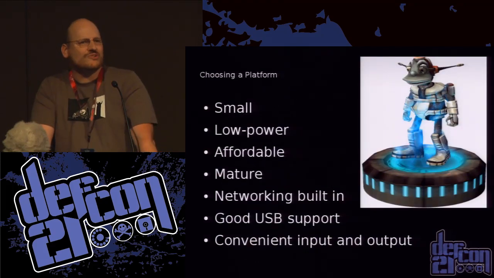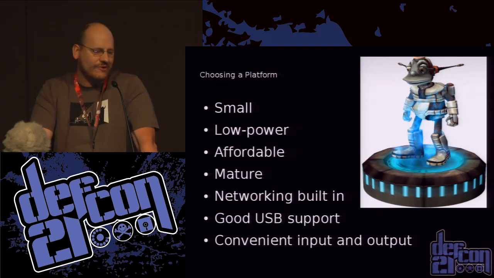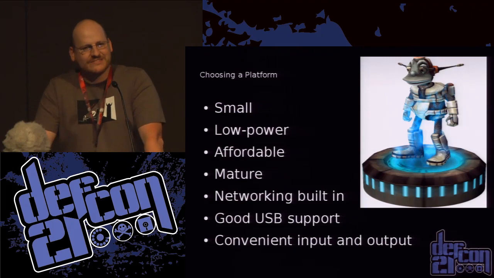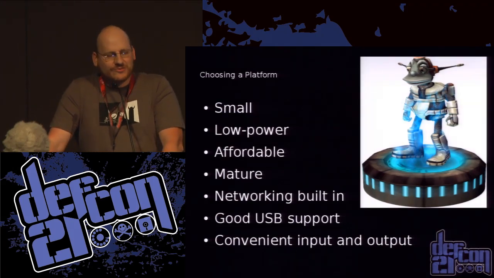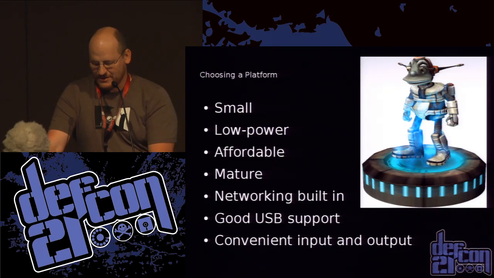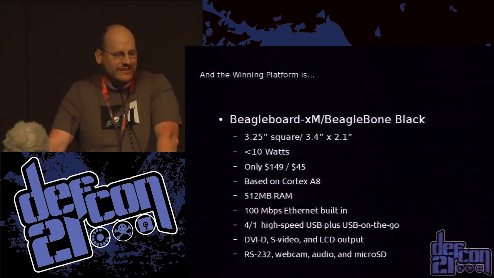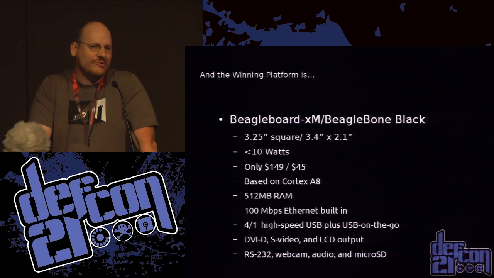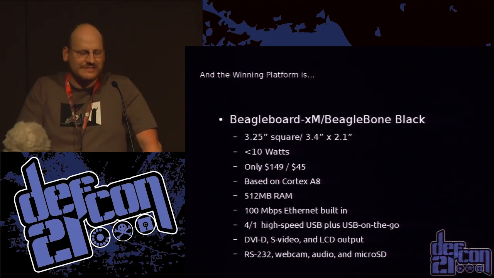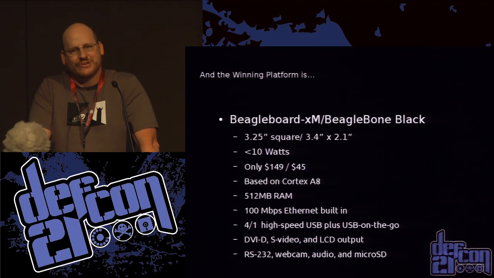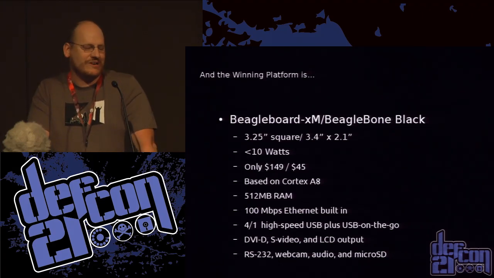Right. Okay, so picking a platform, this was my criteria. I wanted something that was small, something that was low power, something I could afford. You know, I don't make much at University of Redacted. Something that was mature, had good networking support, good community support, had some nice input and output options. And the winning platform, I kind of gave this away, is the BeagleBoard family of devices. In particular, I started out doing this with the BeagleBoard XM, which is a desktop replacement device, and have moved to having something that runs as well on the BeagleBone and the new BeagleBone Black that I'll talk a little bit more about in a bit.